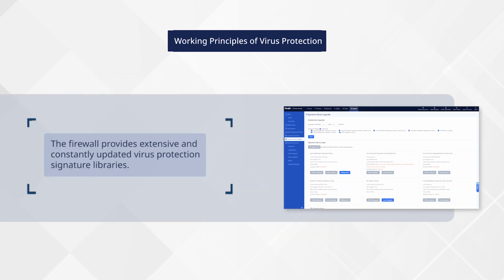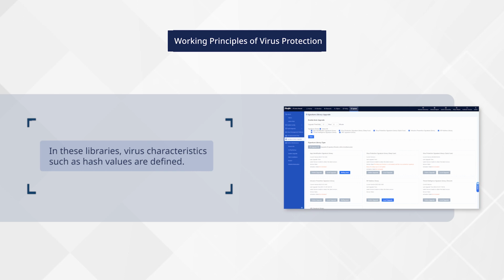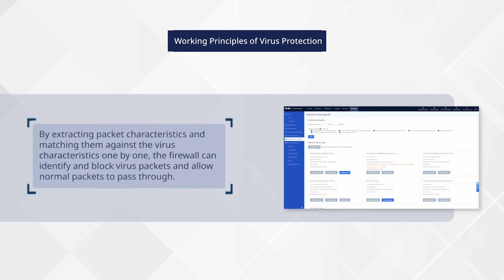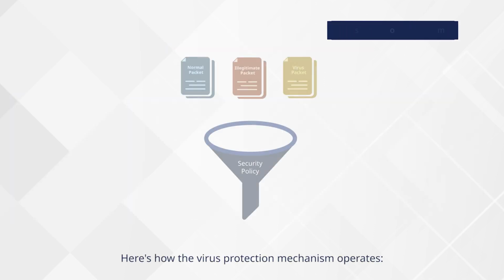The firewall provides extensive and constantly updated virus protection signature libraries. In these libraries, virus characteristics such as hash values are defined. By extracting packet characteristics and matching them against the virus characteristics one by one, the firewall can identify and block virus packets and allow normal packets to pass through. Here's how the virus protection mechanism operates.